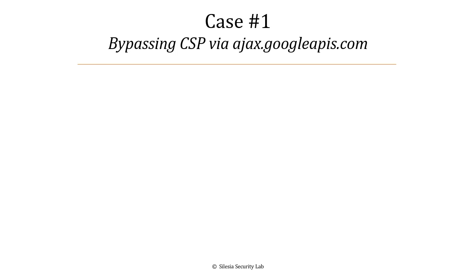Okay, guys, now it's time for case number 1, bypassing CSP via ajax.googleapis.com. CSP stands for Content Security Policy, and this is one of the most powerful defensive technologies that mitigates a number of attacks on modern web applications.